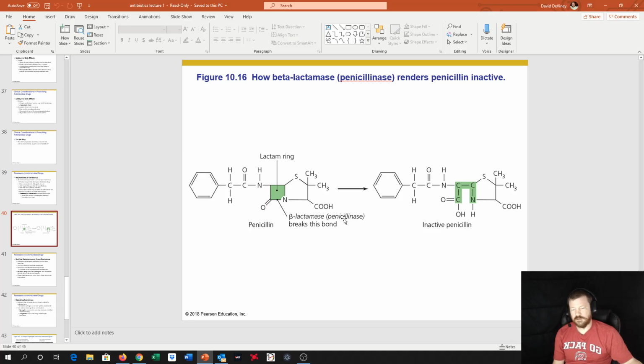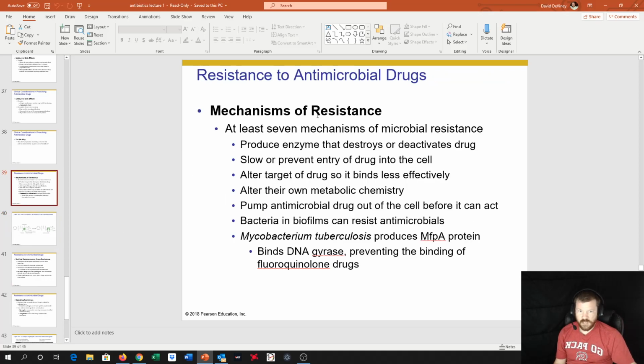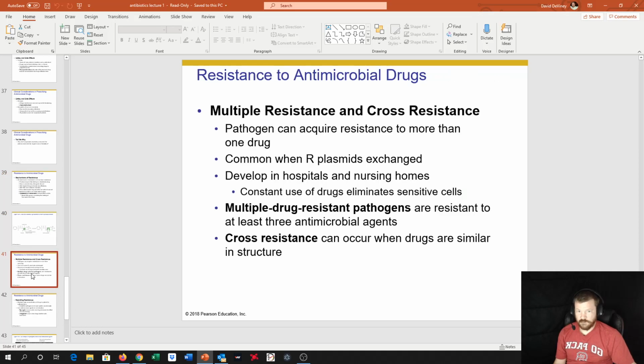Penicillinase is an enzyme. So if it's an enzyme, it's encoded in the DNA, and if it's encoded in the DNA, that DNA can be shared between bacteria. It could be on a plasmid, for instance. So there are a number of ways that bacteria can have some resistance. They can develop multiple resistance, and that can be a huge problem, or even cross resistance.